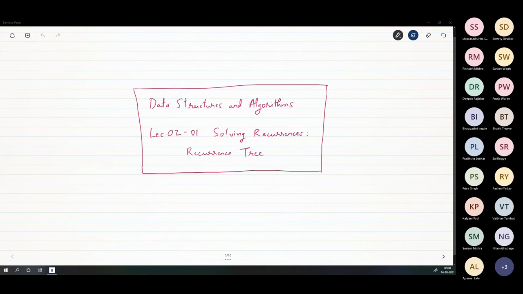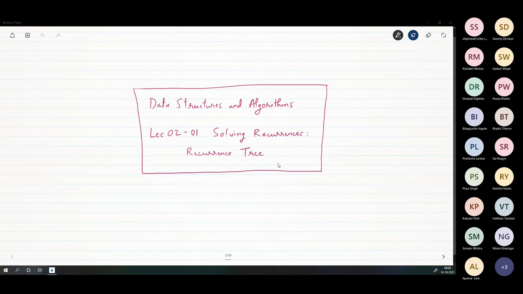So what is the meaning of a recursive form? It means that the definition of the function is not given directly. Instead, the function is defined using smaller values. Such relationships are called recurrences, and when such a relationship is given, we have to find out what the function is. That is what is meant by solving recurrences. Today we'll look at one method of solving recurrences, called the recurrence tree. There are three methods we'll look at: recurrence tree, substitution, and master method.